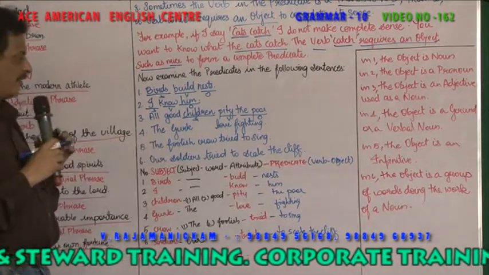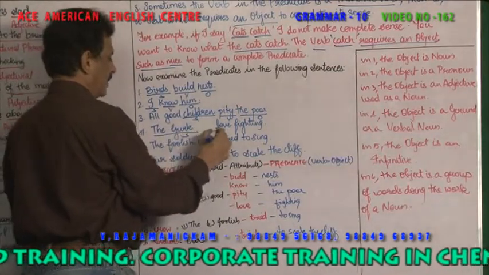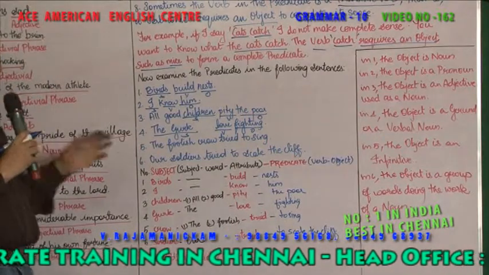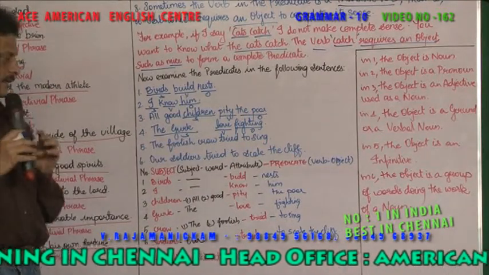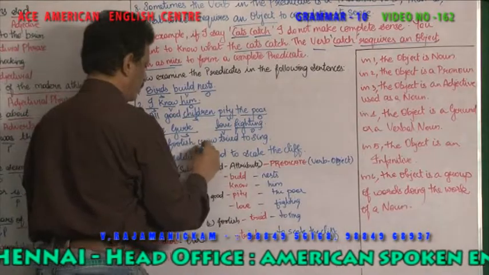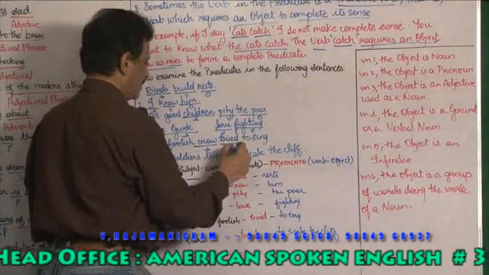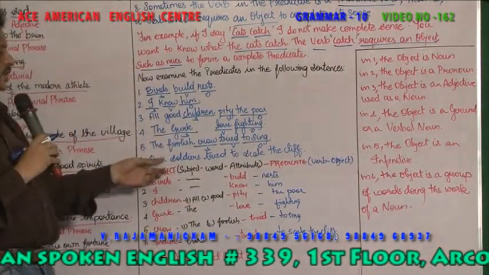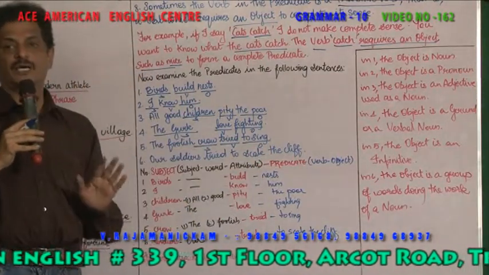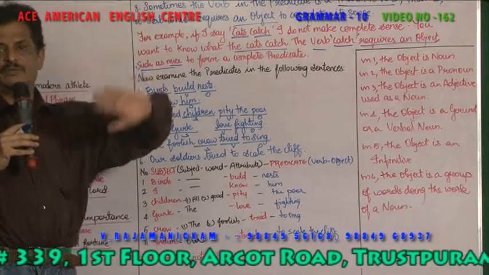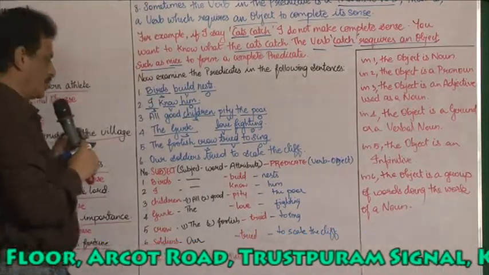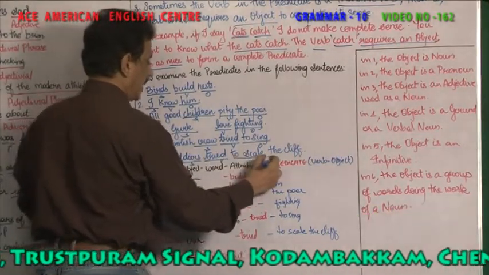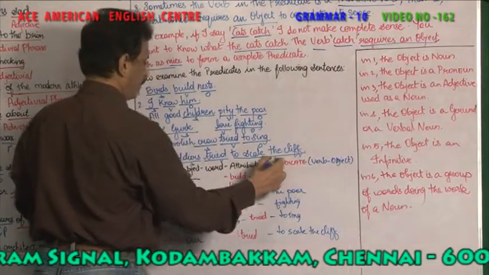The gurk love fighting. The gurk is the subject. Love is the verb. Fighting becomes an object here. The foolish crow tried to sing. So the crow becomes the subject here. Tried becomes a verb. For what? To sing becomes an object here. Our soldiers tried to scale the cliff. So our soldiers tried to climb the cliff, that is, the surface of the mountain top. So soldiers is the subject here. Tried is the verb. To scale the cliff becomes the object, right?